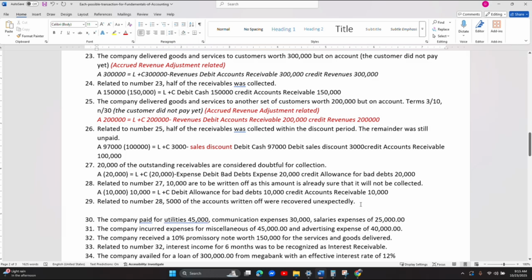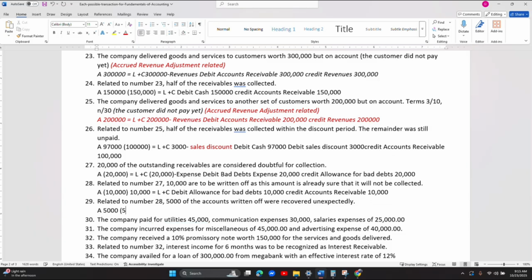So if that is the case, there are actually two entries on the recovery of accounts written off. Let's start with the first one. As to the assets, the accounts receivable will increase. You have to debit it back because again, it was recovered. On the writing off, we have erased the accounts receivable. In the recovery, we have to establish again the accounts written off. Okay? So that's 5,000.